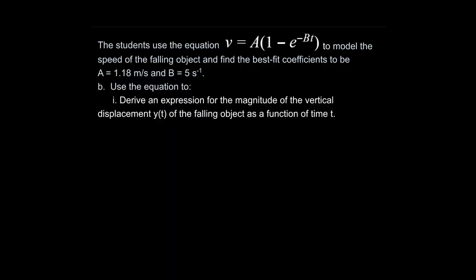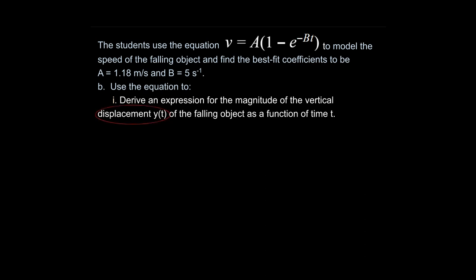All right, and so now we're going to start getting into the drag force calculations. It says the students use the equation given to model the speed of the falling object and find the best fit coefficients to be A and B, those given values. Use the equation to 1. Derive an expression for the magnitude of the vertical displacement of the falling object as a function of time t. Let's think through how to do this.